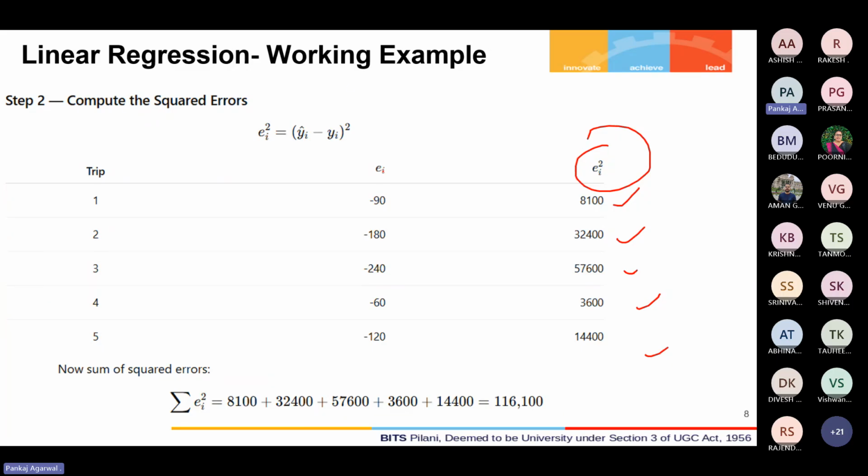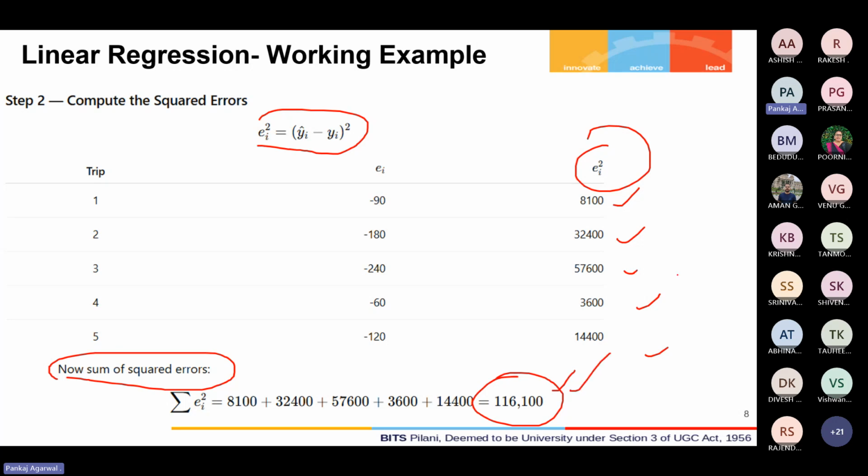Okay. So now what I did is I computed the squared errors, and then I did a sum of squared errors. No issues on this. This is the total squared error that I've computed. It's very easy. All I've done is a square.